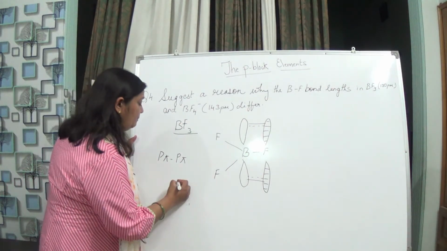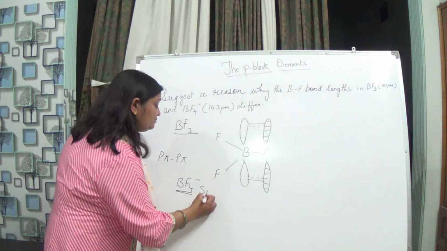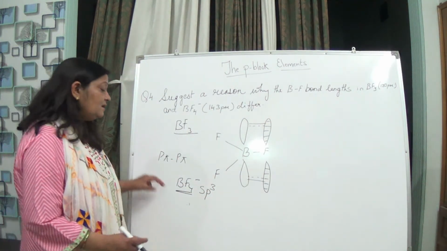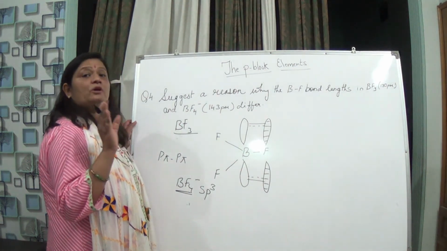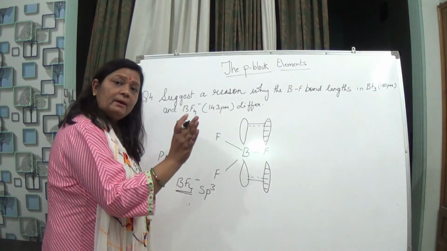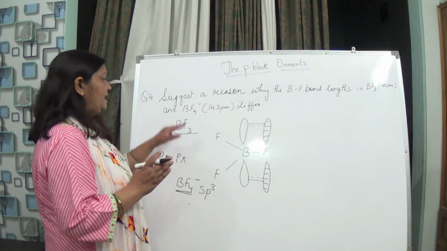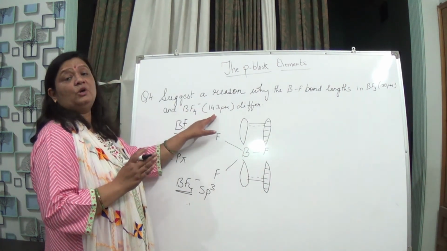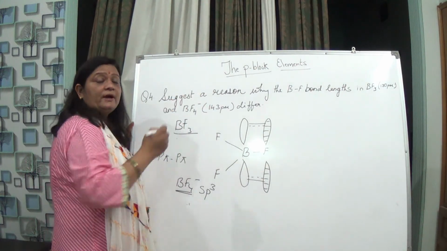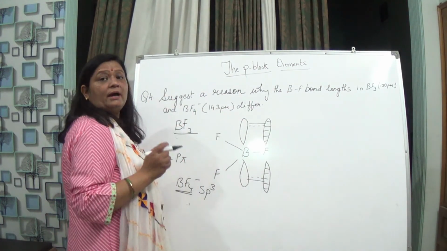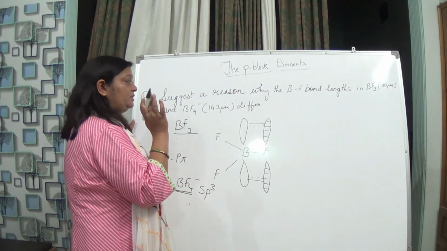But when we are talking about BF4 minus, which hybridization is formed? sp3. All the bonds are single bonds. And we all know that if a single bond is present, it has more bond length than a double bond. So as all the bonds are single with sp3 hybridization, naturally BF4 minus has a longer bond length than BF3, which has a double bond due to back bonding, making it only 130 picometer, which is less than BF4 minus, which is 143 picometer.